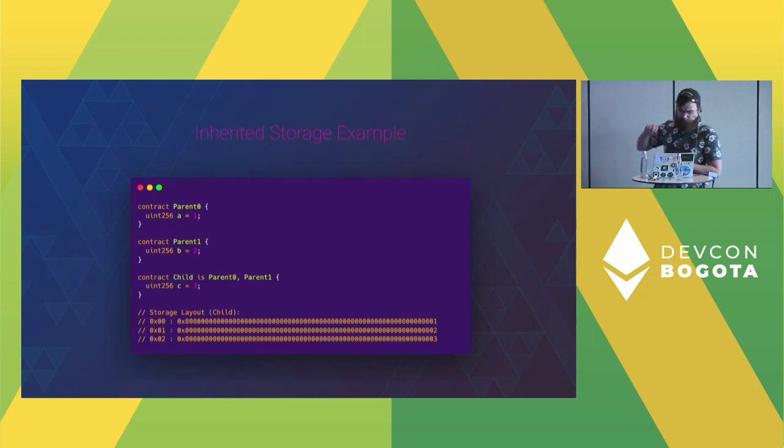So here we have a basic inheritance example. We have parent 0. It's going to store A. It's going to be 1.